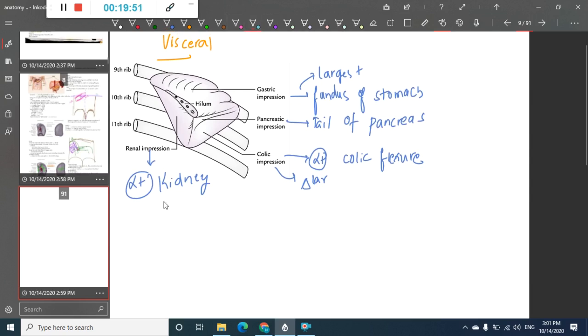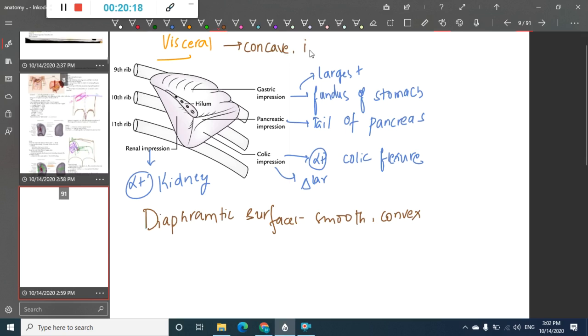Then if you see diaphragmatic surface, there is nothing important in diaphragmatic surface. If you see in this diagram itself, diaphragmatic surface is mainly related to the ribs. So diaphragmatic surface is smooth and convex. This visceral surface is actually concave and irregular, whereas diaphragmatic surface is smooth and convex. Okay, so these are the relations of the spleen.